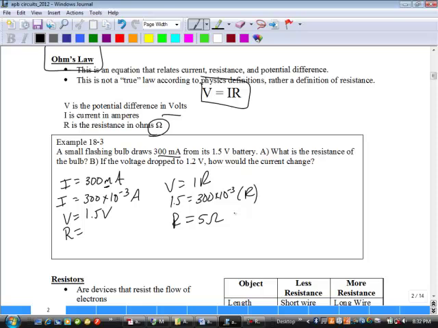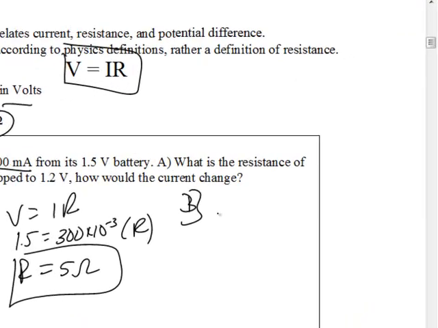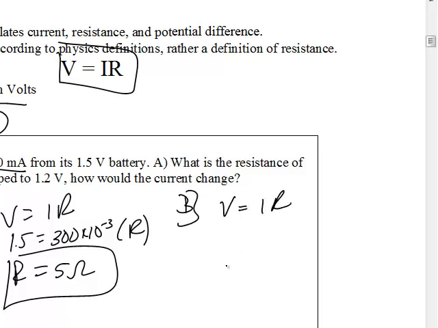If the voltage is dropped to 1.2 volts, how is it going to change? Once you have that value of that resistance, that is what it is. That is built to have that type of resistance. So we're going to plug it into V equals IR. My new volts is 1.2. I'm solving for my I, and R is going to be 5. So 1.2 divided by 5 gives me a current of 0.24 amps there.